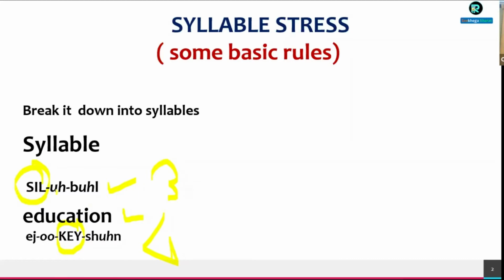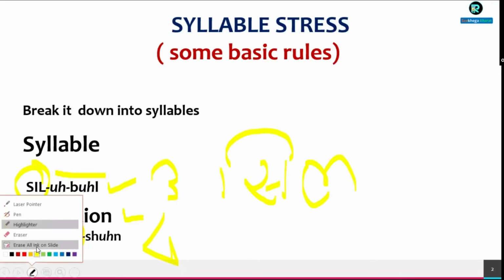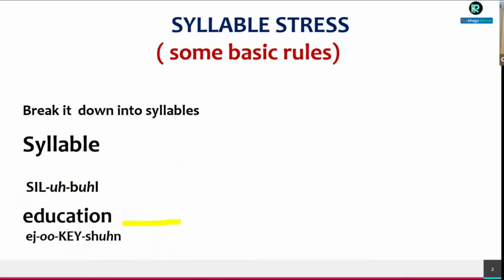Like here, we don't say syllable; it is syllable. So that first syllable gets the stress. Syllable we don't say, or syllable we don't say. We say syllable. So these two get unstressed, and this gets stressed. Syllable, right? Okay. Similarly, this is the word education.